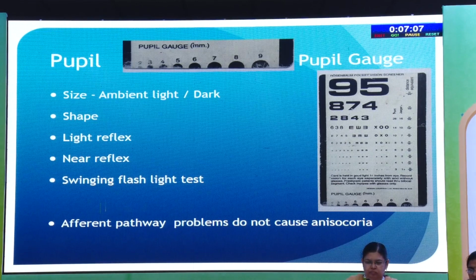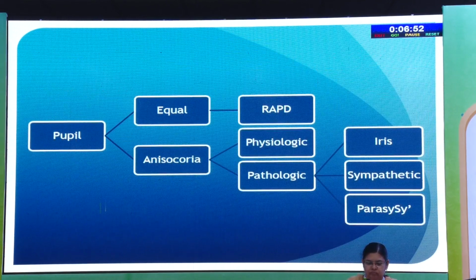Anyway, the size of the pupil, the shape of the pupil, light reaction, near reflex, and swinging flashlight test. And important to remember, an isolated afferent pathway problem does not cause an anisocoria. That is something we always need to keep in mind. So for the pupil, you see if it's equal pupil size or anisocoria, and if equal, then you obviously check for an RAPD.